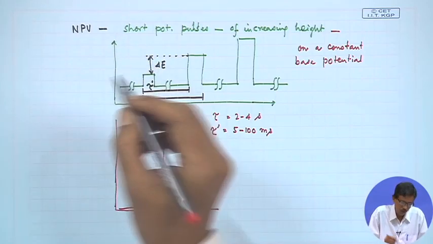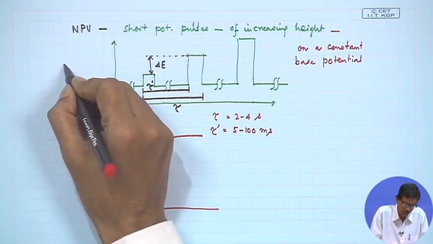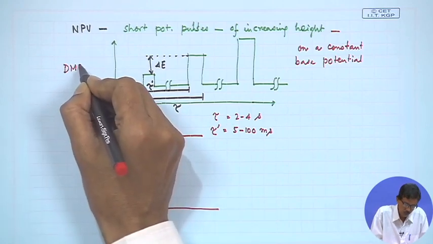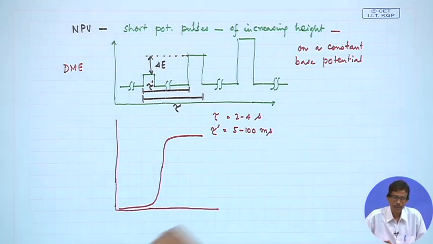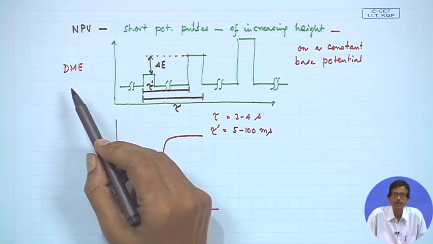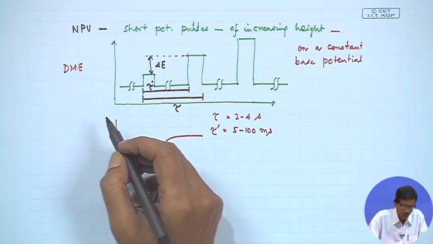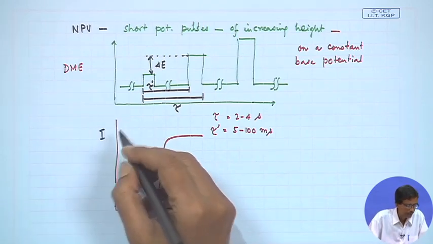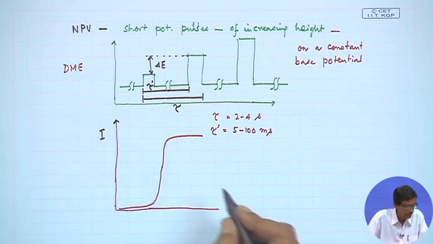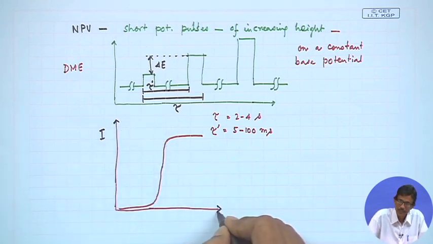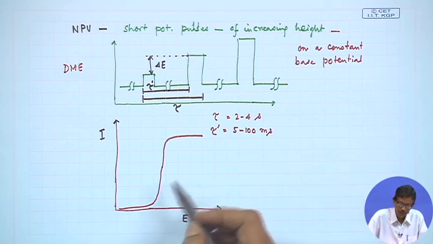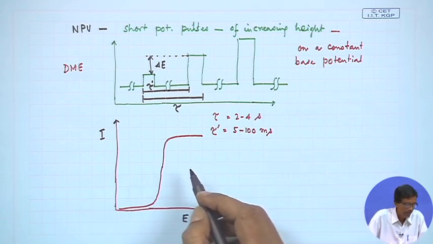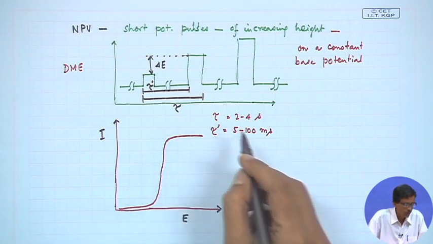This can also be done using the dropping mercury electrode. What we know from the very beginning, historically, is that the dropping mercury electrode was important for the development of polarography. So, this is your I axis, small i or capital I, whatever it is. It is the current axis, and this is your potential axis, E, which moves in this way.